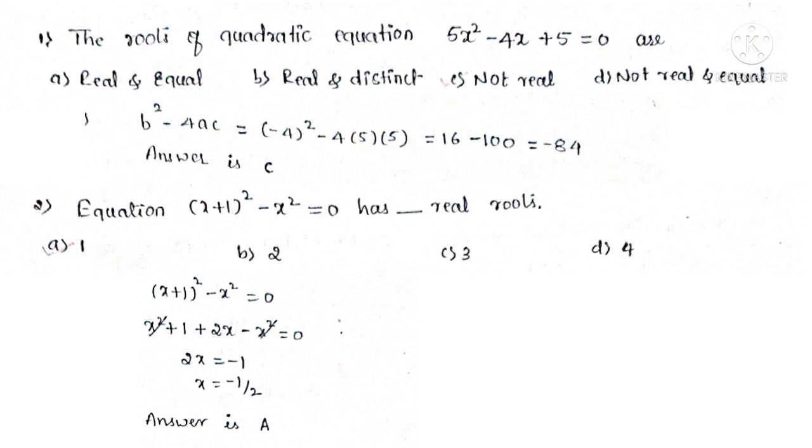Then convert x plus 1 whole square by using the a plus b whole square formula. Therefore, x plus 1 whole square is equal to x square plus 1 square, which is 1, plus 2x, minus x square is equal to 0. Now plus x square and minus x square get cancelled. The remaining terms are 2x plus 1; take plus 1 to that side, so it will become minus 1. Then take 2 to the right hand side, then x is equal to minus 1 by 2. Therefore, option A is correct.